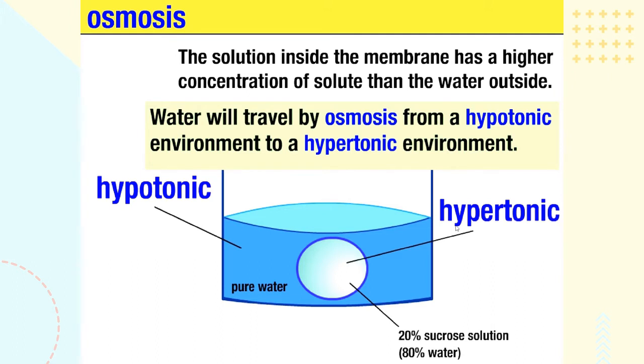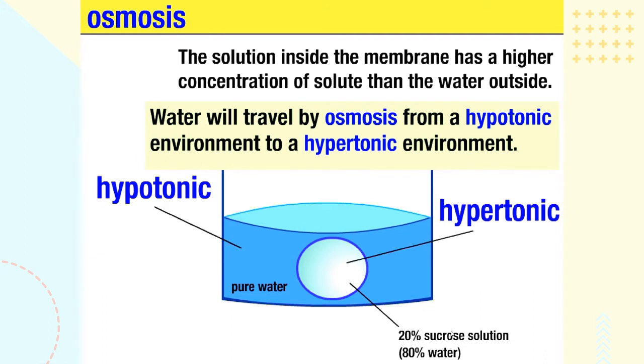So let's apply that. For example, if you put this cell that has a 20% sucrose solution, so that's sugar, it has a content of 20% sugar. The other component is 80% water. So it only has 80% water. The other 20%, to make it 100, is made up of sugar molecules.